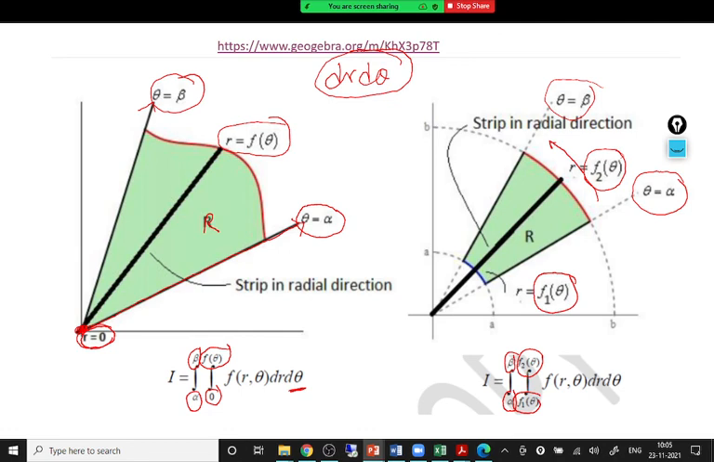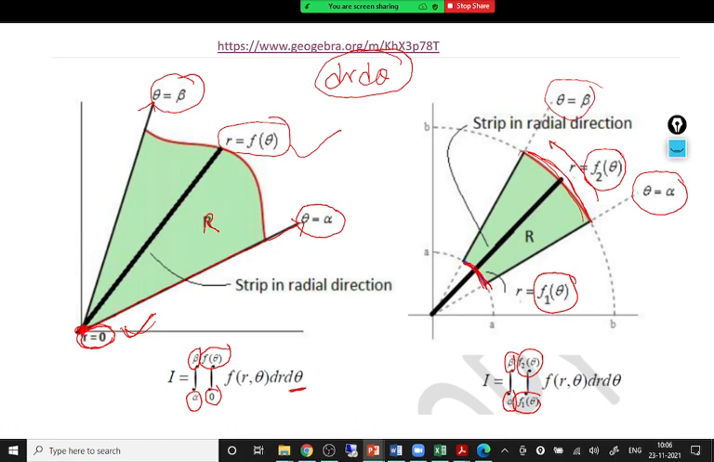So these are only two possibilities in polar coordinates. Either the region is connected with the origin. If it is connected with the origin, the limit starts with 0 to f theta. But if the region is away from the origin, then it starts with some curve f1 theta to f2 theta. That is about the limits of r and theta. Got it? Any doubt? Is there any doubt? So the outer limit will always be alpha to beta only.